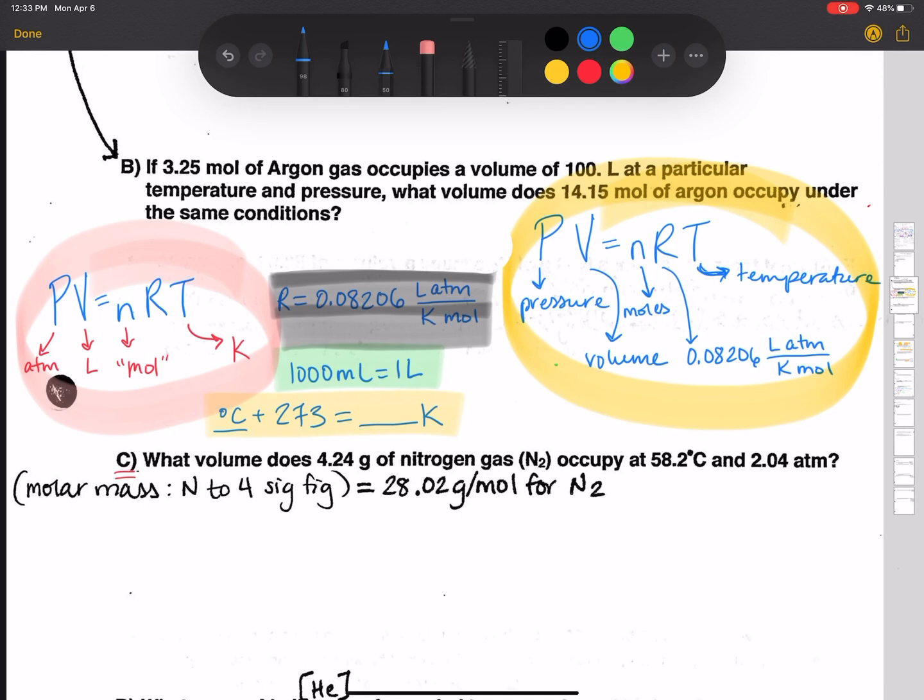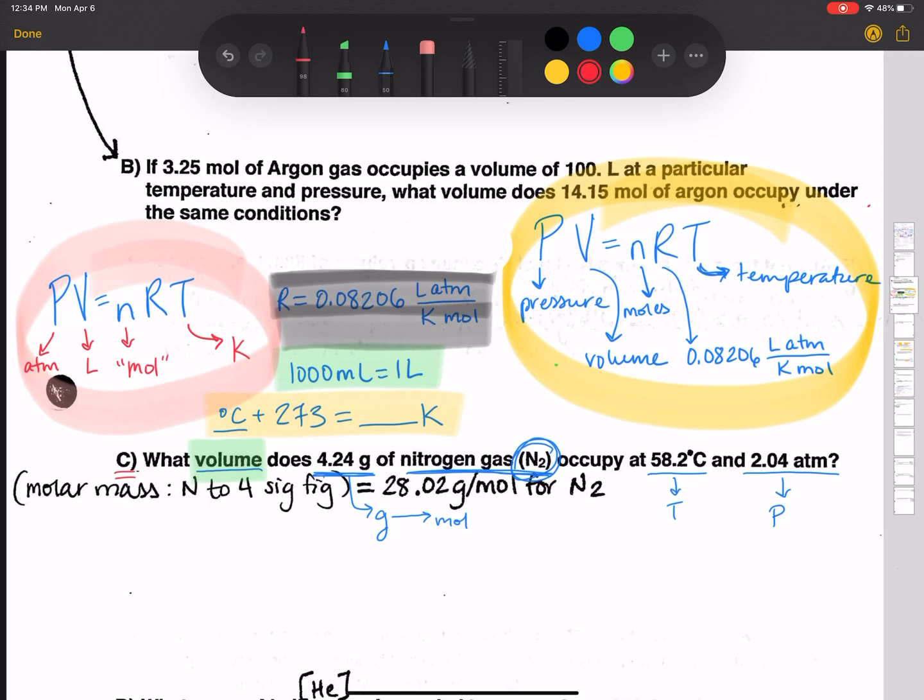Question C says, what volume, so I know I'm going to be searching for a volume. Let me go ahead and just label that. What volume does 4.24 grams of nitrogen gas, and I'm being reminded that nitrogen gas is diatomic, so I know it's N2, not just N, occupy at 58.2 degrees Celsius, so clearly this is going to be my temperature, and 2.04 atm, this right here is going to be my pressure. So the grams part right here, I'm going to have to convert grams into moles.